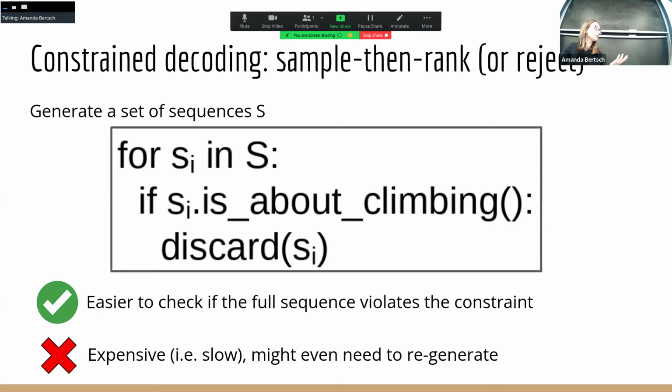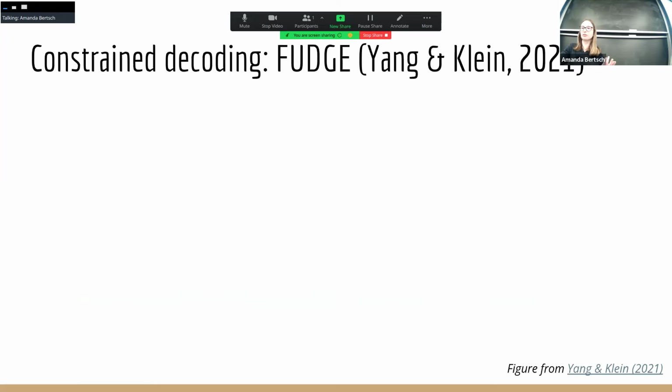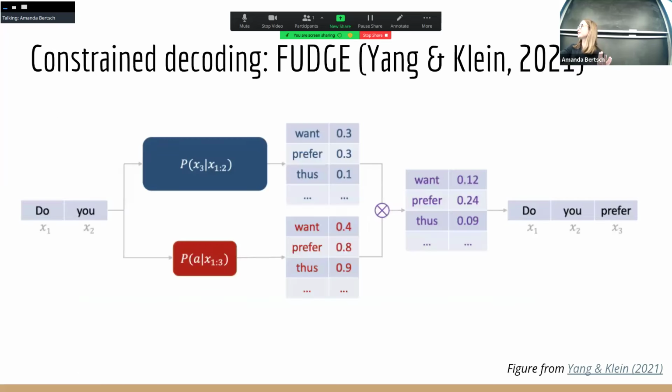One of the methods that we'll discuss to do this is a method called FUDGE. And unfortunately, in their paper, they don't have the same anti-climbing bias I do. So this example is actually about formality instead. The idea here is that we want a sequence output of the model that satisfies this constraint of being formal. And the way we're going to do this is at each step of prediction, we get the outputs of what the model predicts is the next token, right?